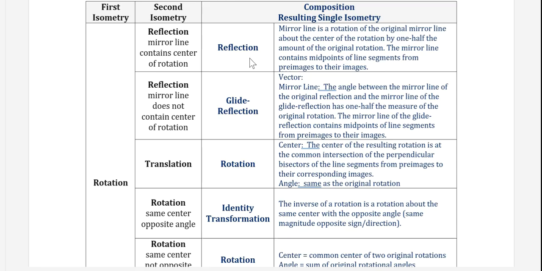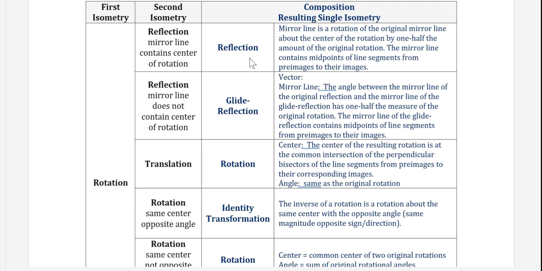If you do a rotation and then a translation, you get a rotation. The center of the resulting rotation is at the common intersection of the perpendicular bisectors of the line segments from pre-images to their corresponding images, and the angle is the same amount as the original rotation angle.